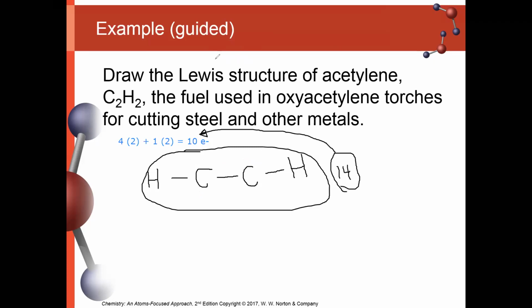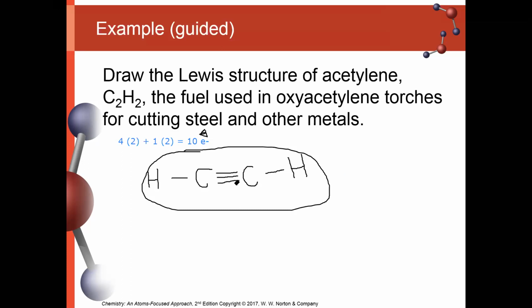So if I have to replace two extra bonds and they can only go between the carbons, then that's where they're going to go. And so my single bond between carbons has now turned into a triple bond. And if I do that, I now have 2, 4, 6, 8 electrons around this carbon, so I have no need for dots anymore.